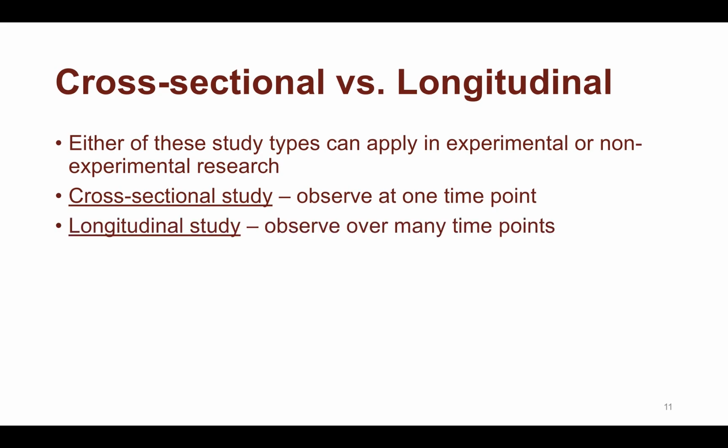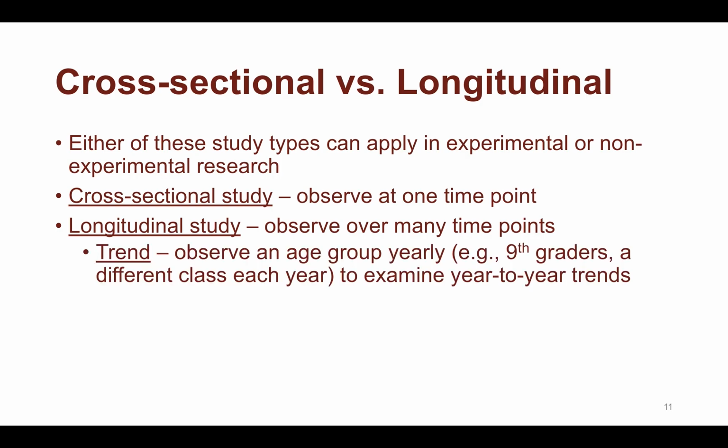In a longitudinal study, you'd be observing over many time points. So you might be starting with a certain age of people, maybe 10-year-olds, and you observe them yearly or something like that up until they turn 22. So you basically have a range of ages from 10 to 22. But in this case, you're actually able to see how those individuals changed or developed on whatever outcome you were interested in over the course of those 12 or 13 years.